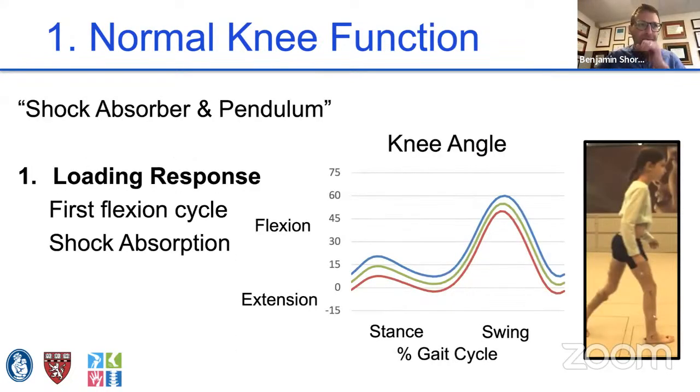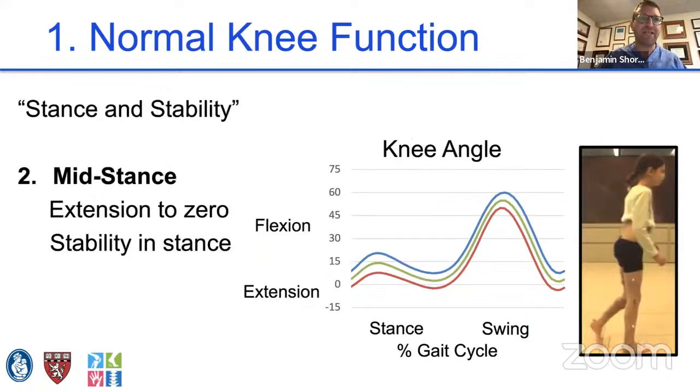So if we just look at normal knee function, I'm just going to go through the gait cycle very quickly. We have our loading response, which is really the first flexion, or what we would call shock absorption of the knee. As the foot hits the ground with our heel strike, there's an initial shock in the beginning of stance. And then as you work into mid stance, the knee should get close to zero.